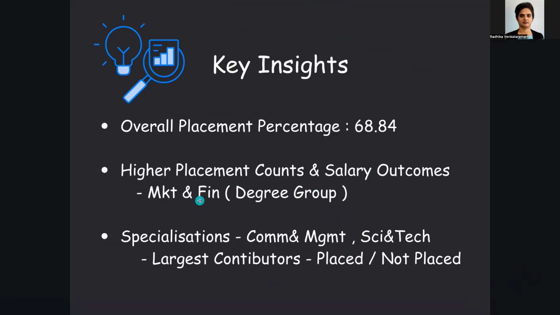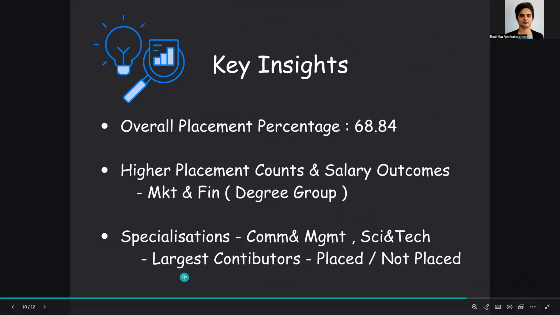So that was marketing and finance. We already saw it in the dashboard. And the commerce and management and the science and tech were the largest contributors for placed and not placed students. So what do we do with these key insights?